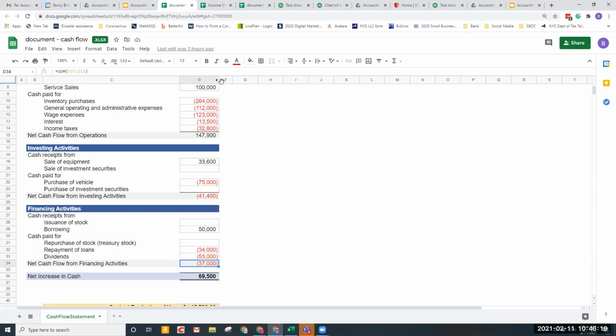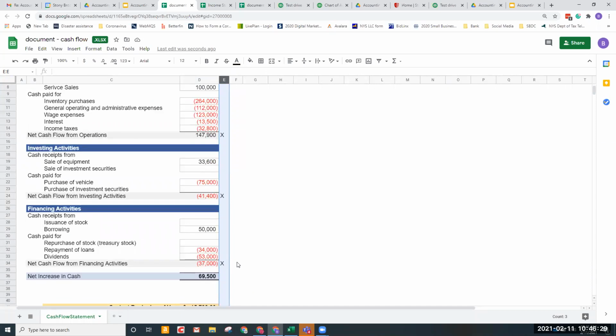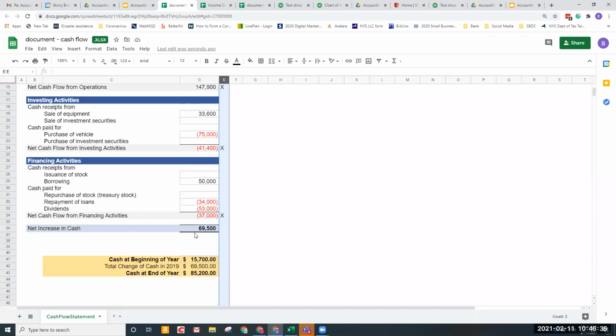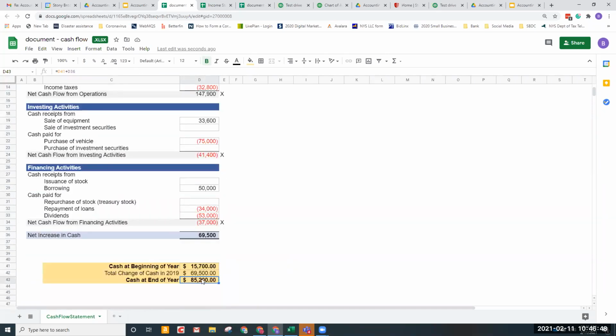So if we add the net cash flow from these 3 sections, we get the total change in cash of 69K. Also remember, in the cash flow statement, in the summary area, the ending cash balance needs to match your bank statement. If it doesn't match, there must be a mistake and you need to recheck your recording and reconciliation.